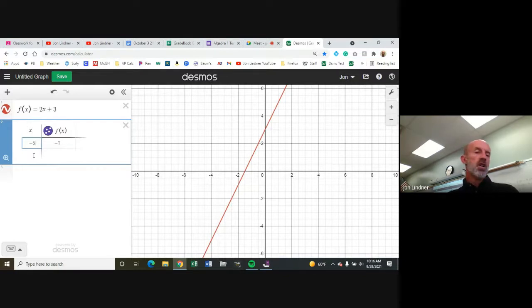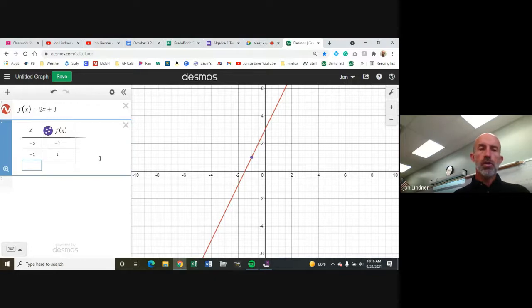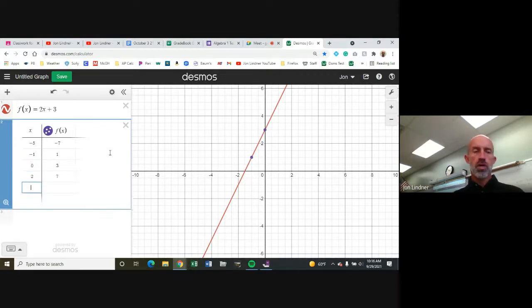All right. So I'll pick another negative value. How about -1? And then we always want to use 0 as one of our x values because that's going to tell me an intercept. And then how about 2 as a positive x value? And how about 4 as a positive x value? All right. So there's my table.